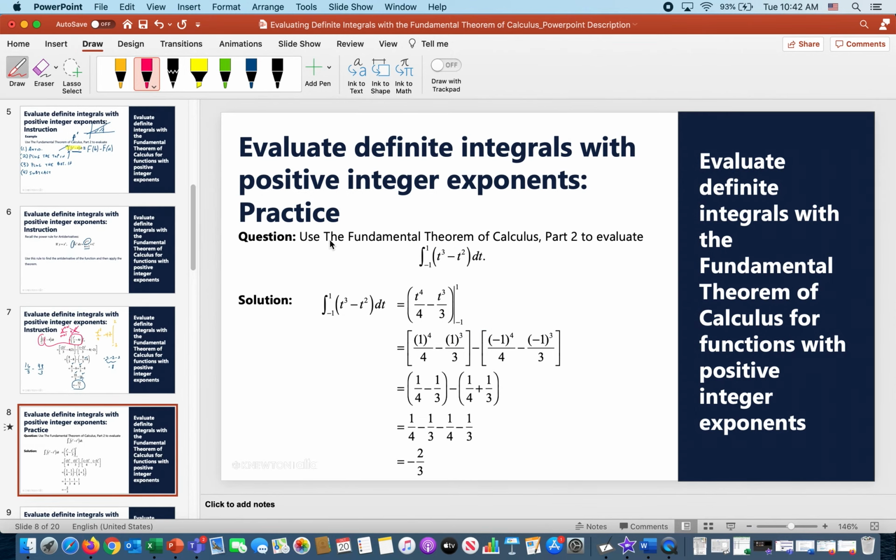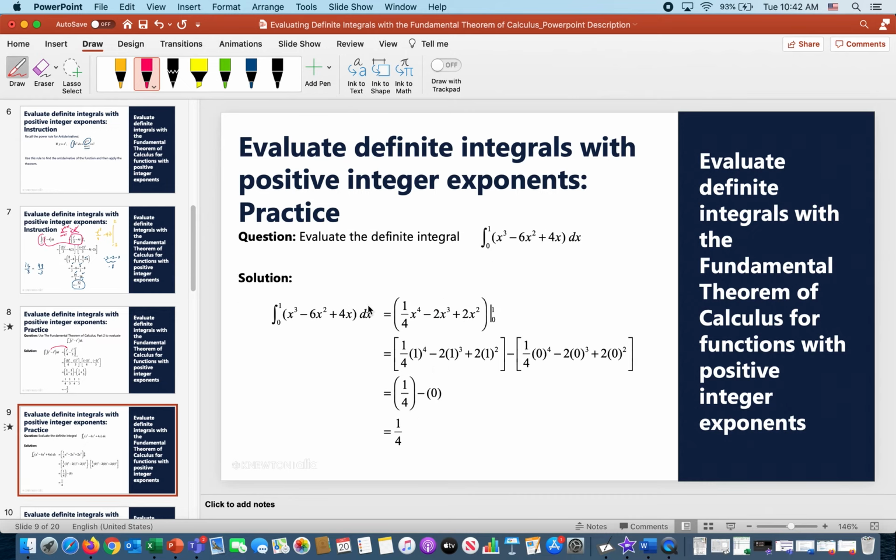Here's another one where we're using the second fundamental theorem of calculus, and you can see how we took the antiderivative right here. So I'll leave you to work through this one on your own, and we'll focus on a problem that looks like this. Okay, so if I said let's evaluate, right? Evaluate.